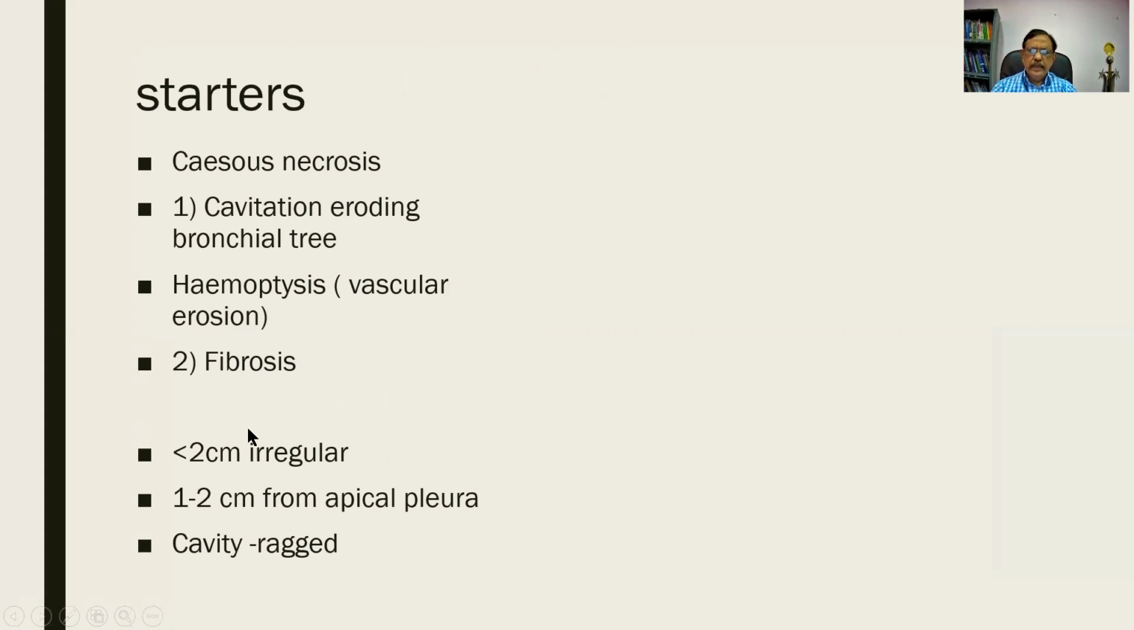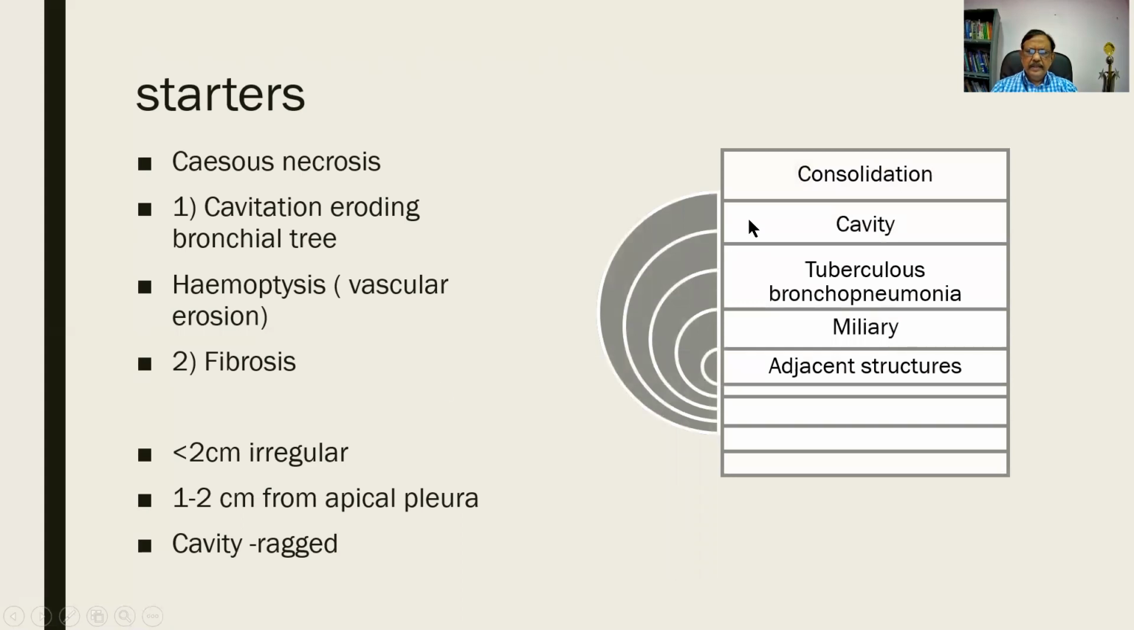The lesion is usually about 2 centimeters or slightly more, it is irregular in outline, and it is about 1 to 2 centimeters away from the pleura. The cavity usually has a ragged margin. There are some cystic lesions which will have a smooth margin, a hydatid cyst for example. But in tuberculosis, the cavity will be lined by a ragged margin. And these are the important lesions that we should have in mind.